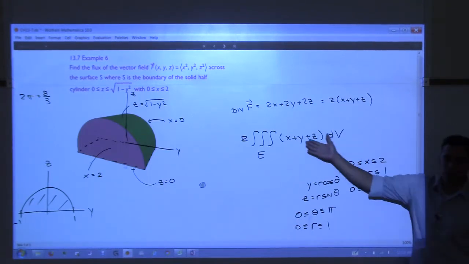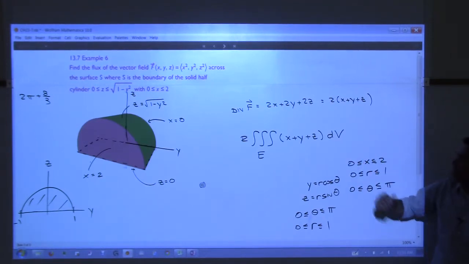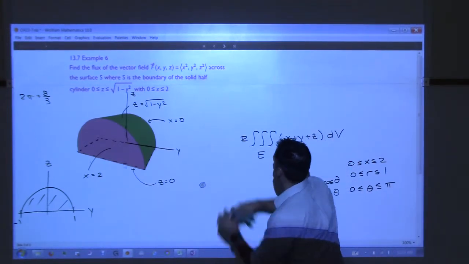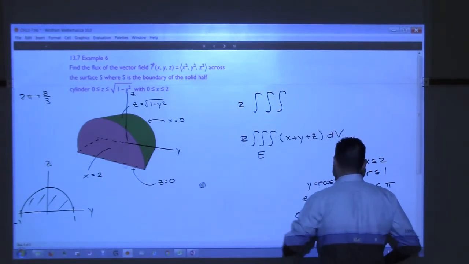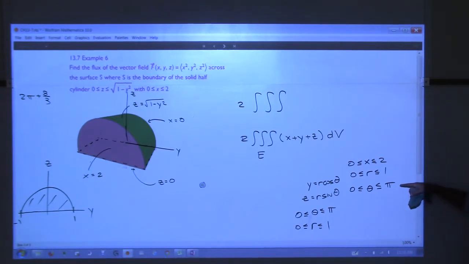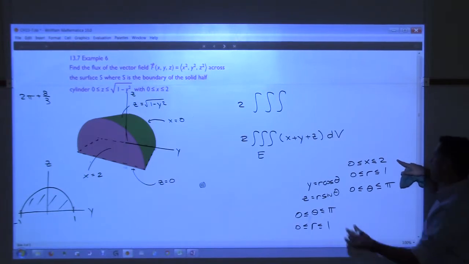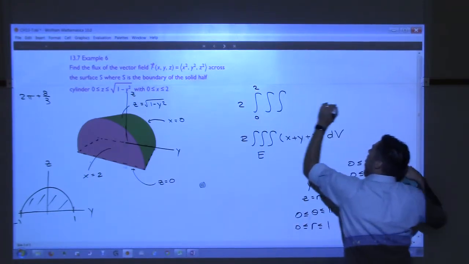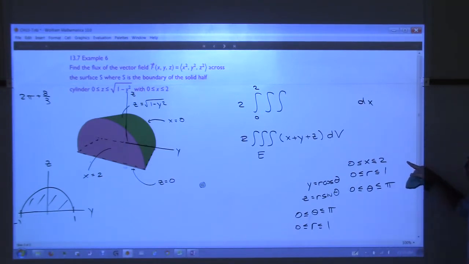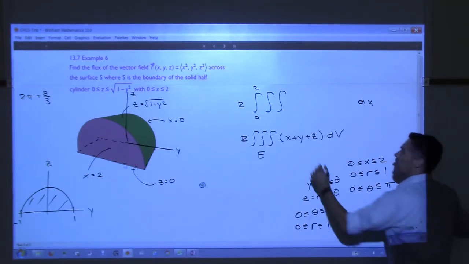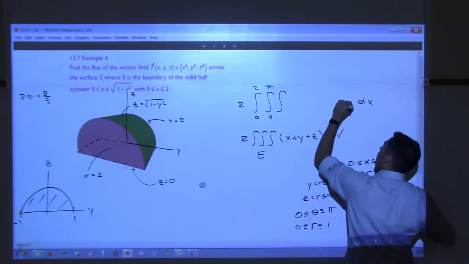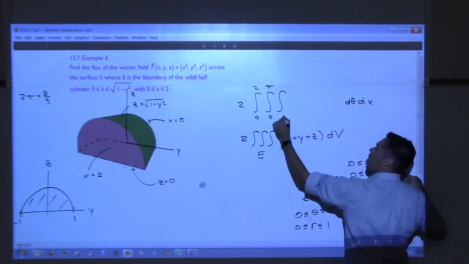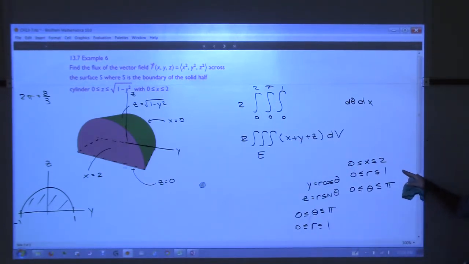I need to rewrite the integral now. When I rewrite this integral, it will become 2 times the integral, so don't forget the 2 out front. Now I'm going to have limits of integration here. I can do any of these first, because they're all constants, so I'll just do x first, 0 to 2. That means dx is the last one. Then let's do theta next, 0 to pi, so it'll be d theta here, and then 0 to 1, and that'll be my dr.